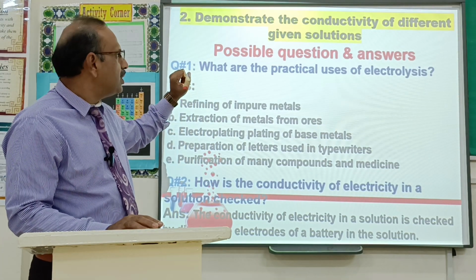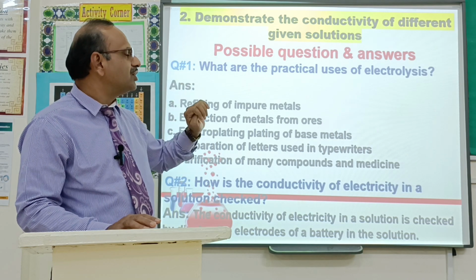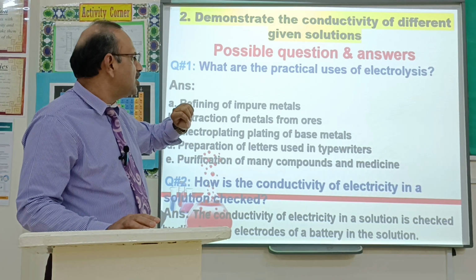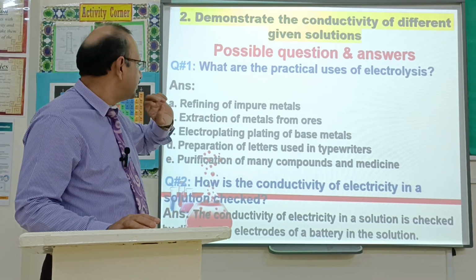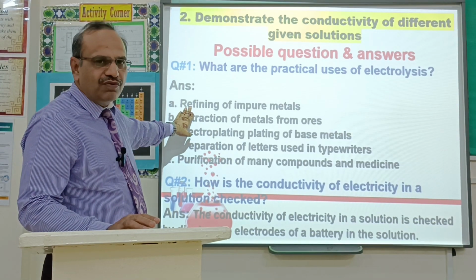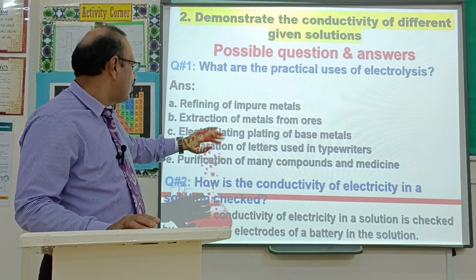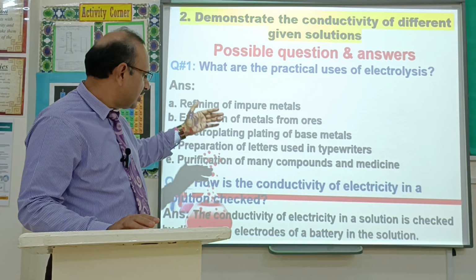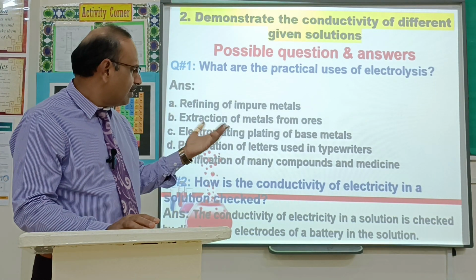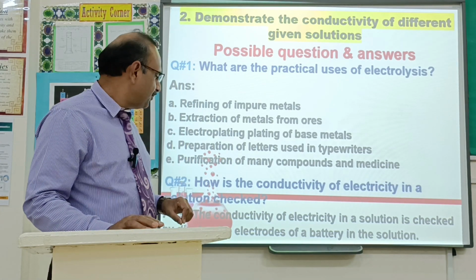Experiment number 2: demonstrate the conductivity of different solutions. A possible question can be, number 1, what are the practical uses of electrolysis? Practical uses of electrolysis are that it can be used for refining of impure metals, for the extraction of metals from their ores, for electroplating, for the preparation of typewriters, and for purification of many compounds and medicines as well.